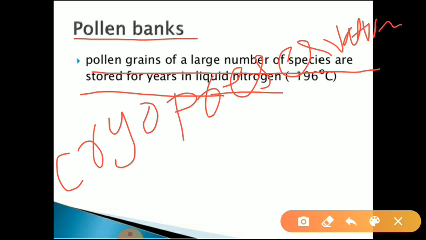So pollen grains are preserved in pollen banks under which temperature? Under minus 196 degrees Celsius, where only in liquid nitrogen can we keep these pollen grains for years. Okay, that process of preservation we call cryopreservation. Is it clear? What is a pollen bank? The place where the pollen grains are preserved.